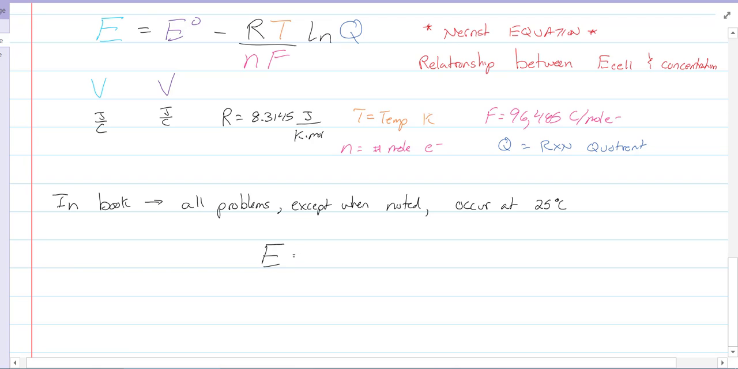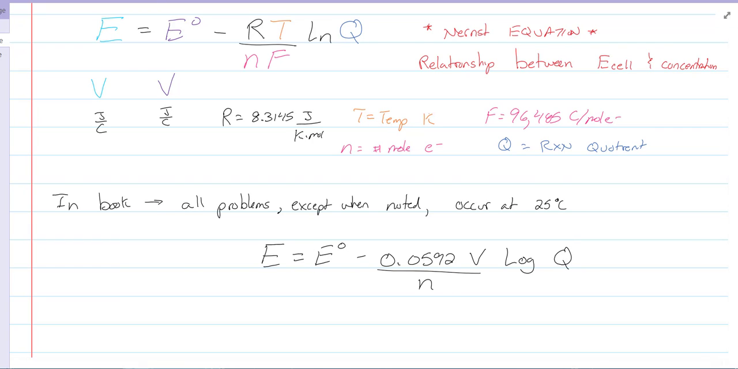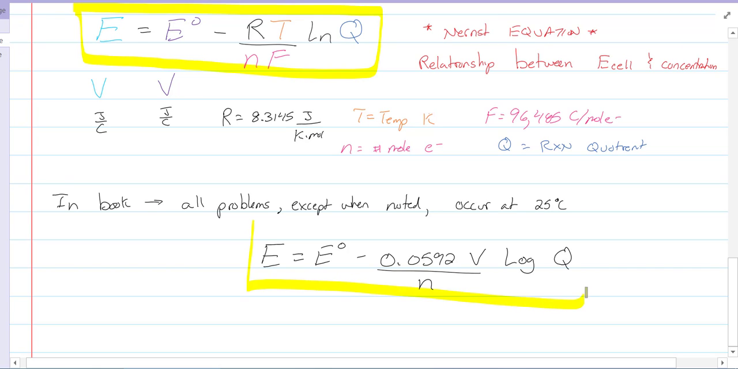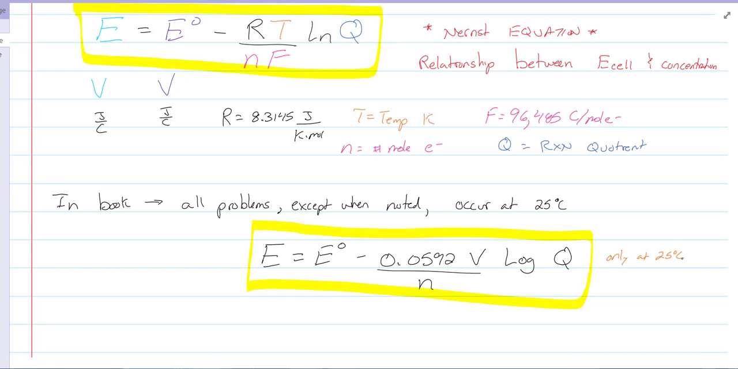So in the book, you're given E equals E standard minus 0.0592 volts over N log of Q. These two are the same equation. So let me highlight this equation and this equation are the same equation, but this is only at 25 degrees Celsius. So therefore, if I ask you a question and it's not at 25 degrees Celsius, you cannot use this equation, the Nernst equation with the log. You'll have to use the natural log one.